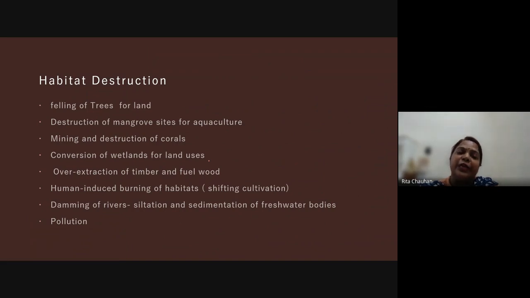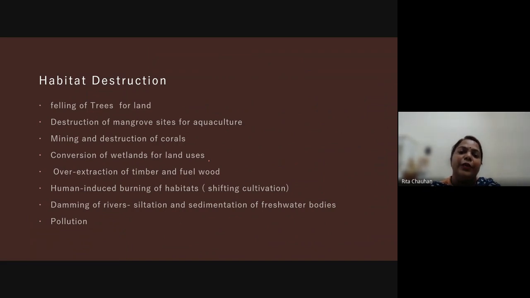Then conversion of wetlands into other land use. Wetlands are the areas which have water for sufficient time, so we call that area a wetland. There is a land area and there is a water area, like rivers and lakes. These are water areas. So what is a wetland? Wetlands are the areas having a sufficient amount of water so that an ecosystem develops there. We call that ecosystem a wetland ecosystem.